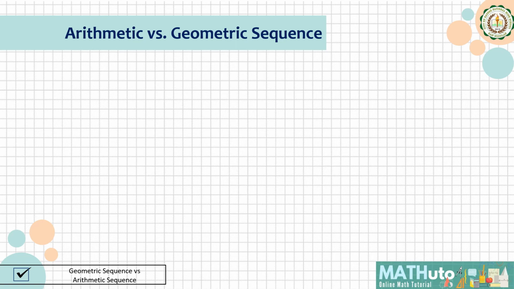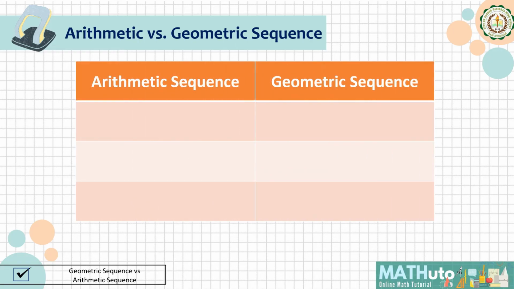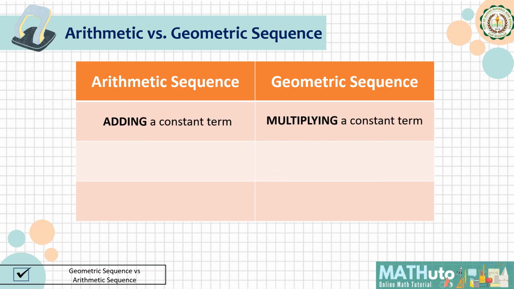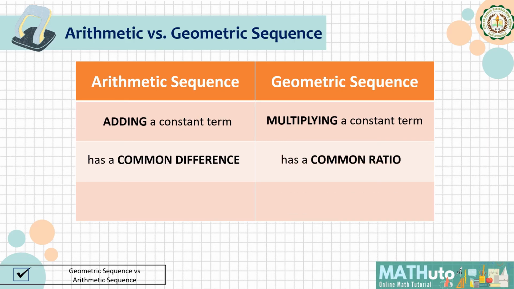Based on our lessons from last week, we can now compare and differentiate an arithmetic sequence and a geometric sequence. For an arithmetic sequence, we are adding a constant term. For a geometric sequence, we are multiplying a constant term. Also, an arithmetic sequence has a common difference, while a geometric sequence has a common ratio. And in getting the common difference of an arithmetic sequence, we are subtracting a term to its preceding term, while for the geometric sequence, we are dividing the second term to its first term.